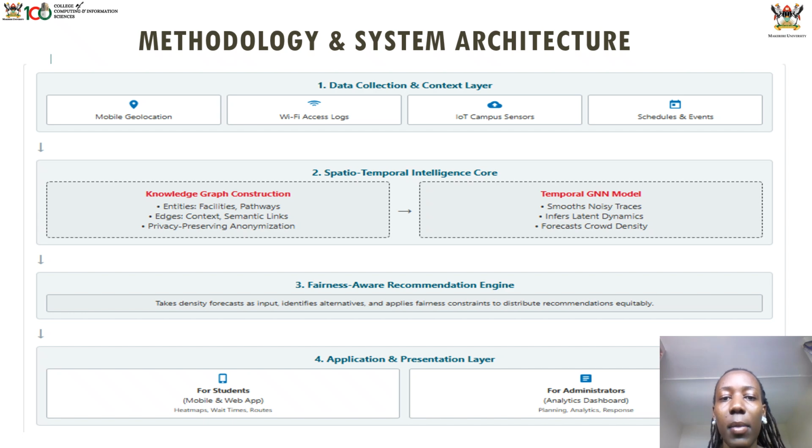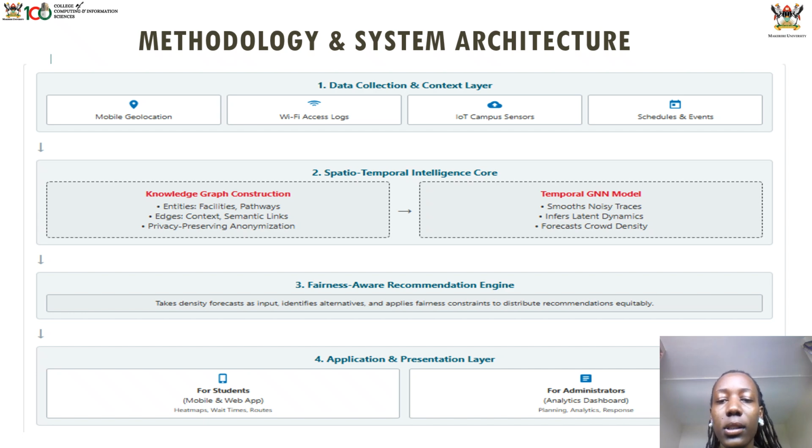As you can see, number one is the data we are going to collect and use, which is the mobile geolocations, Wi-Fi access logs, IoT campus sensors, and scheduled events. Then this data is fed into the knowledge graph construction, where we construct a knowledge graph based on this data, and we'll be able to find out the facilities, pathways, and the edges, like the relationships between them, and also anonymize some of this data like mobile geolocations.